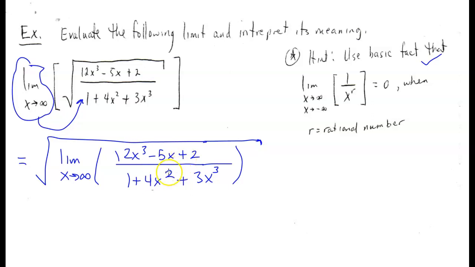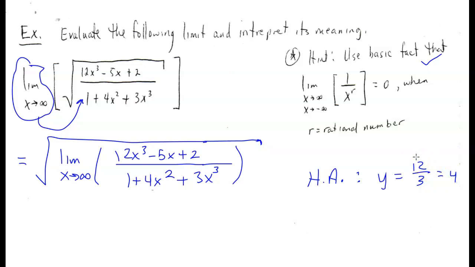Now, from pre-cal, we know that since the degree of the numerator, which is 3 here, matches the degree of the denominator, which is 3 here, how we could figure out what the horizontal asymptote is, we just take the quotient of the leading coefficients, okay? And for the numerator, the leading coefficient is 12. And for the denominator, the leading coefficient is 3. So we can see here for this rational function, we have a horizontal asymptote at 4, okay?